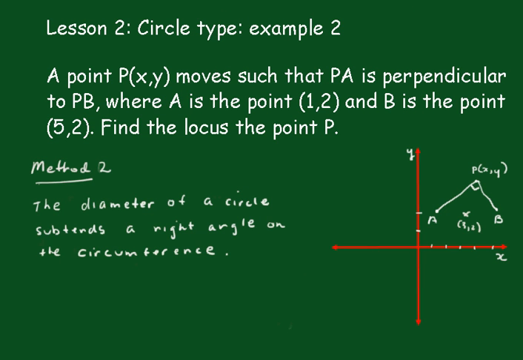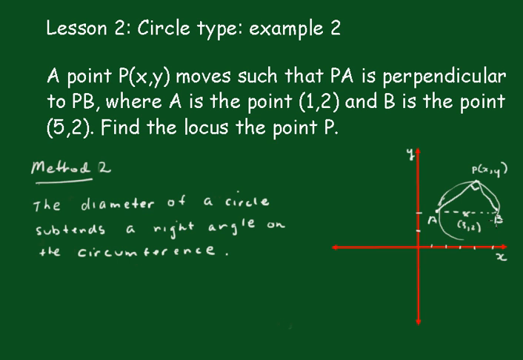Now, the second method is much faster, provided you know this important rule in circle geometry. The diameter of a circle subtends or makes a right angle on the circumference. So that tells me, because this is a right angle, then this would be the diameter through here, and you'd have a circle. The locus would be the circle going around here.